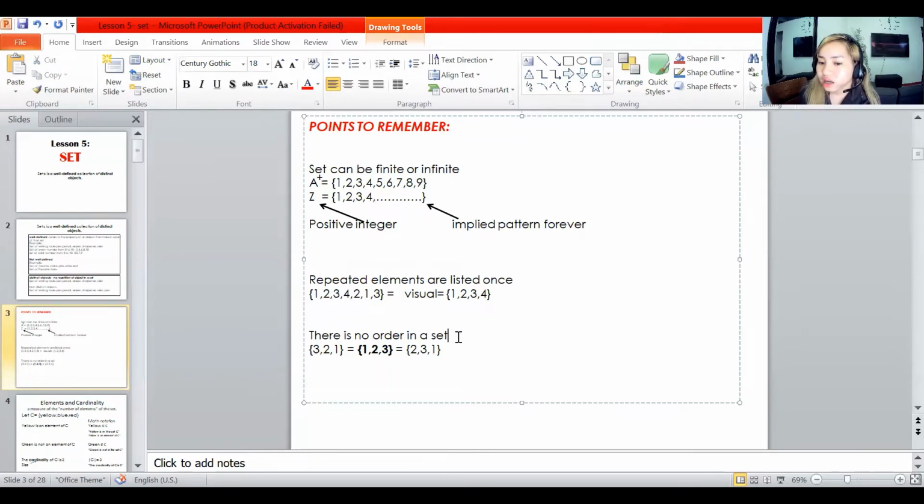Another one, there is no order in a set. So, kung ang given set natin or given elements natin are 3, 2, 1, same lang siya sa 1, 2, 3, and same lang siya sa 2, 3, 1. Pero sa subject natin, para pare-parehas tayo, gamitin natin yung order na mas maliit yung nasa unahan, tapos yung next sa kanya na value. So, gamitin natin tong 1, 2, 3 para po pare-pareho tayo ng answer sa quiz or sa exam.